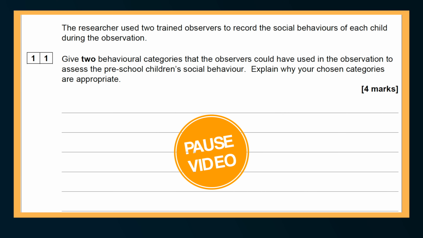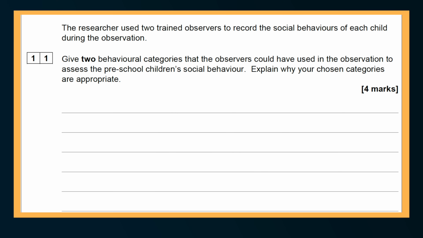Question 11. The researcher used 2 trained observers to record the social behaviours of each child during the observation. Give 2 behavioural categories that the observers could have used in the observation to assess the preschool children's social behaviour. Explain why your chosen categories are appropriate. 4 marks. Firstly, the command word is give. Again, this means just like state or identify, no need to write more.